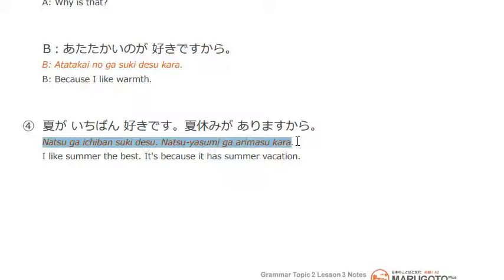So here we have broken down one sentence into two. We've got the statement, I like summer the best, and then we've given a reason, because it has a summer vacation.